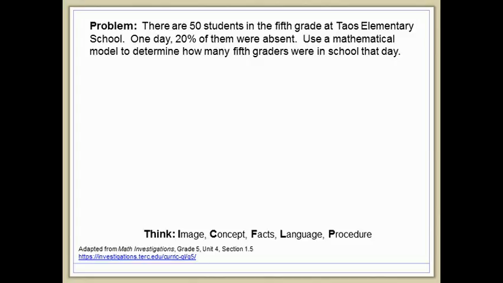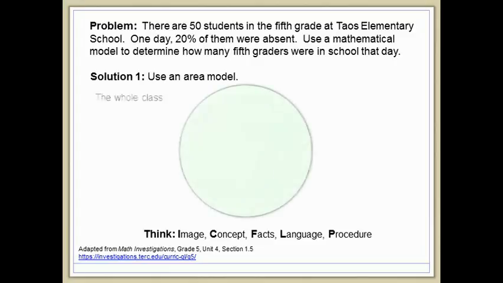We'll begin with an area model by representing the whole class as a circle. This represents 50 students, or 100% of the class. You'll notice that we've written the words here, 50 students and 100% of the class, to help the students stay in touch with the meanings of these different numbers.